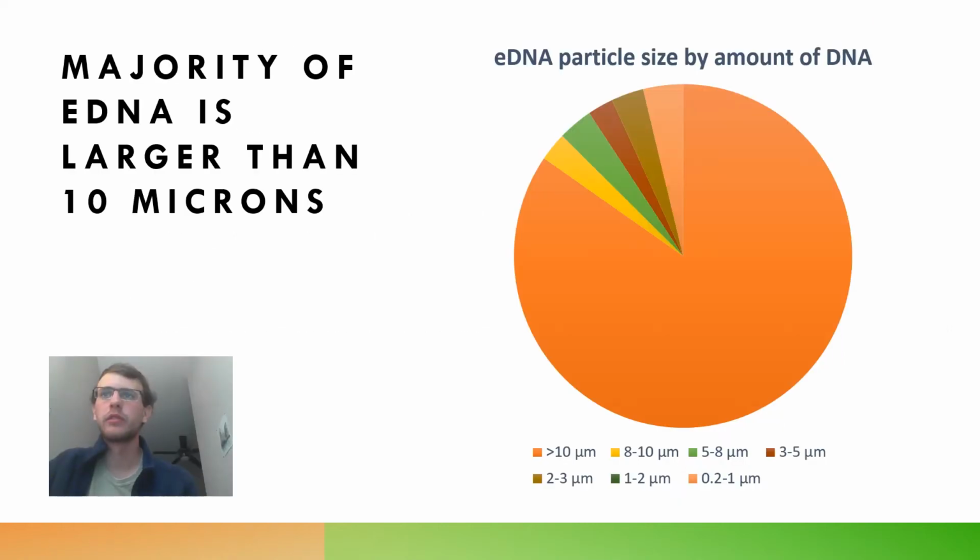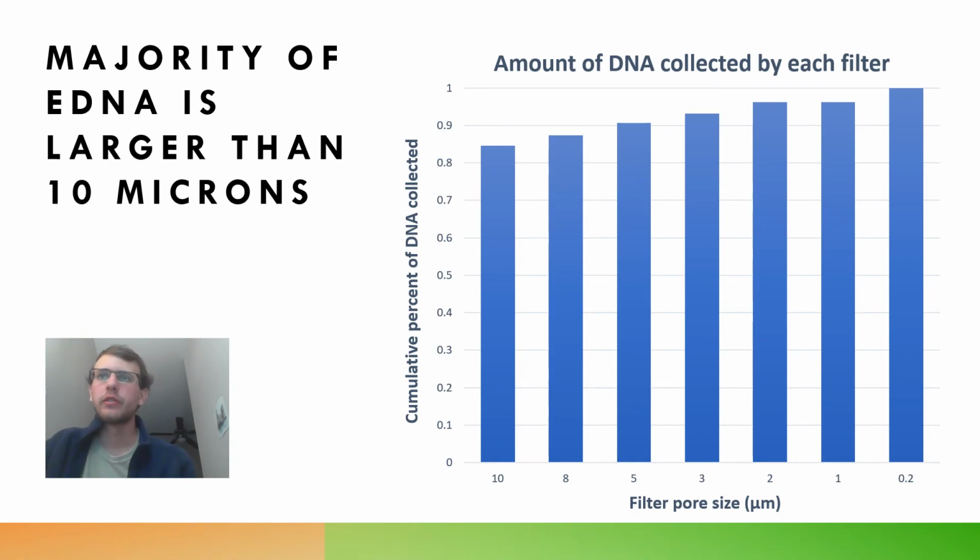Our preliminary results show that the vast majority of the DNA was contained within particles greater than 10 microns in size. Smaller amounts of DNA were found at smaller particle sizes, as shown. This chart shows the cumulative proportion of eDNA that was caught by each filter. For instance, about 85% of the eDNA containing particles in our samples were bigger than 10 microns, and so were caught by the 10 micron filter, whereas about 90% were bigger than 5 microns and so were caught by filters with pore sizes of 5 microns or smaller.